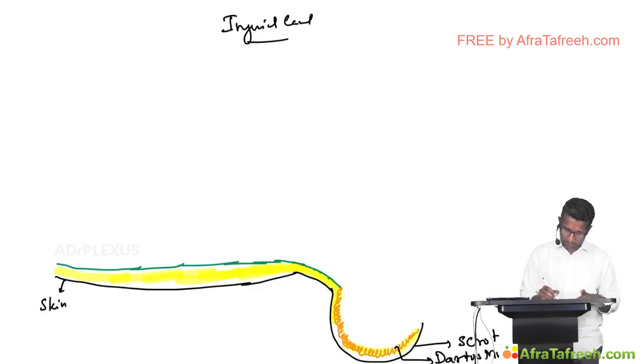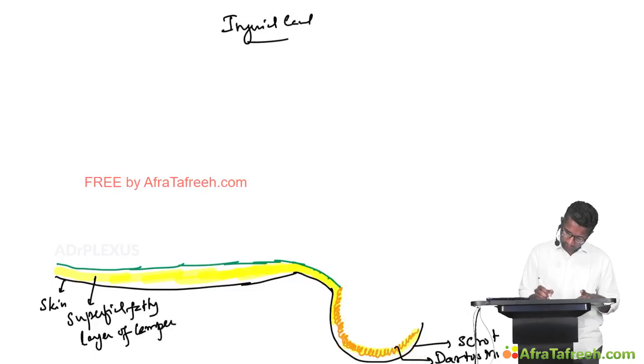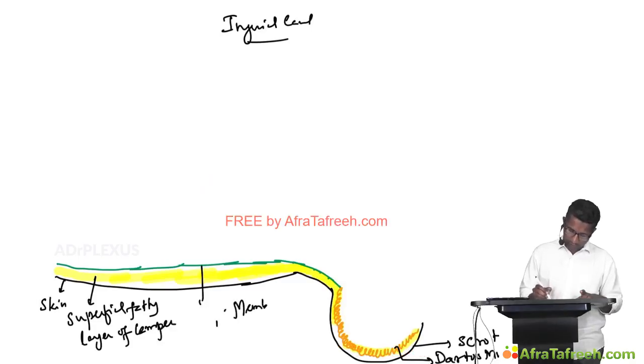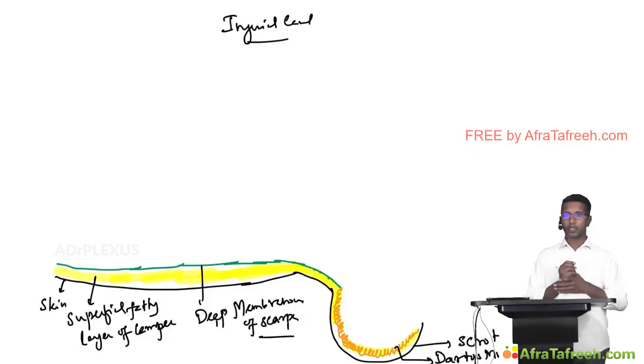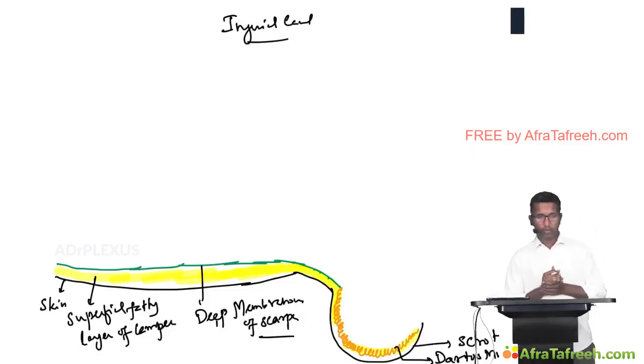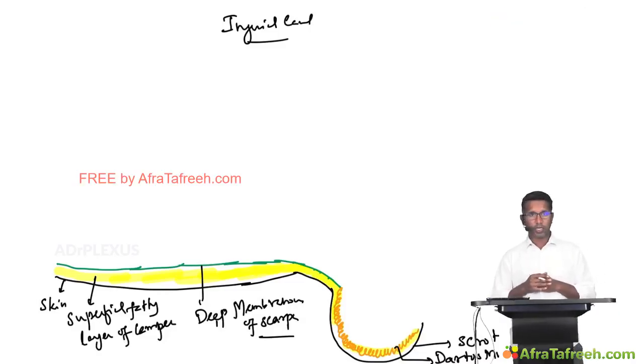What is this layer you see here? This is the superficial fatty layer of Camper, and this is the deep membranous layer of Scarpa. What happens to both of them in the scrotum? Both of them form this muscle which is called the dartos muscle.